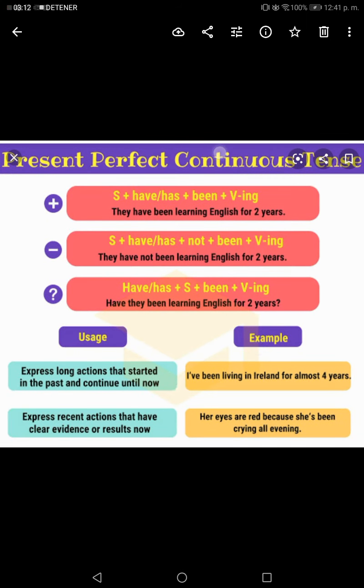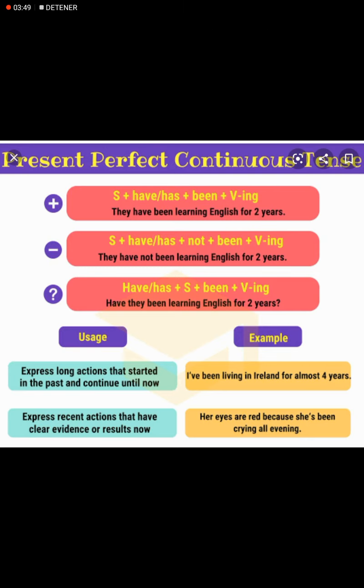Now, when do we use the present perfect continuous? Here we have the uses and some examples. The first use says, express long actions that started in the past and continue until now. So something that we start in the past and we continue in the present. It says, I've been living in Ireland for almost 4 years. So that means that 4 years before, this person started this action and he continued doing the action, which is living in Ireland, in the present.